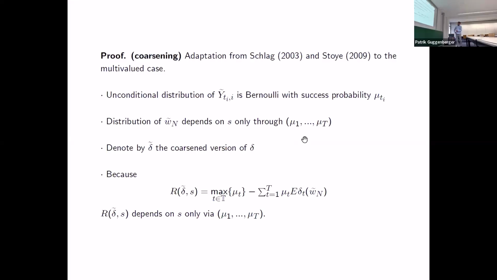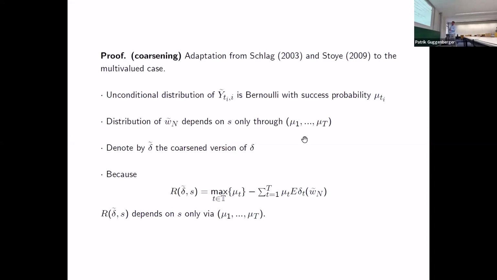Okay, first observation is that the unconditional distribution of Y_{T_i} tilde is Bernoulli. Okay, obviously, right? Because we are generating zeros and 1. The insight here is that it has success probability mu_{t_i}, so equal to the original mean of Y_{t_i}. And why is that? It's simply an application of the law of iterated expectation. So one-line proof.